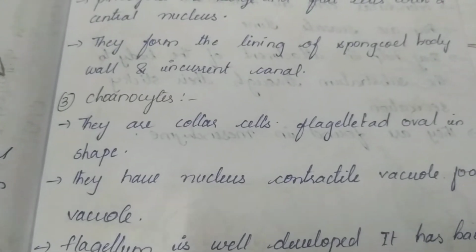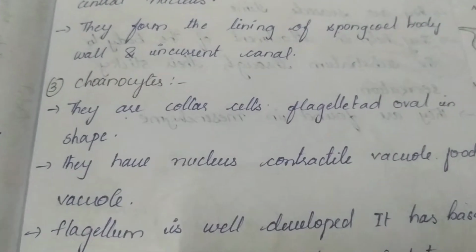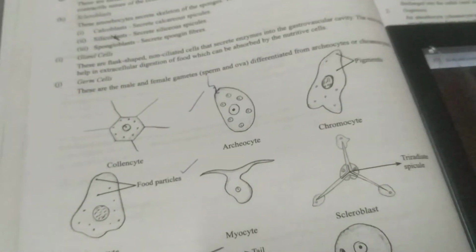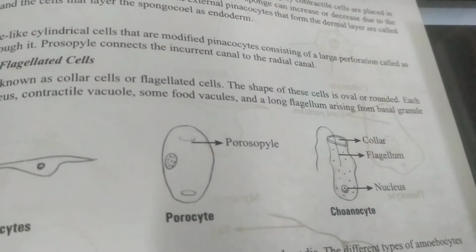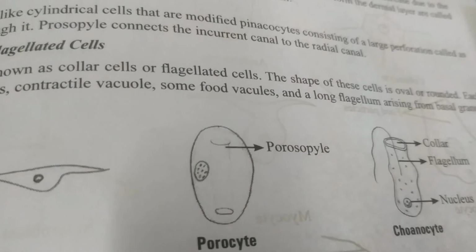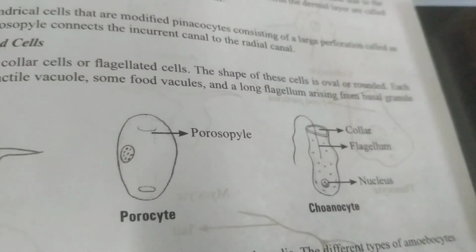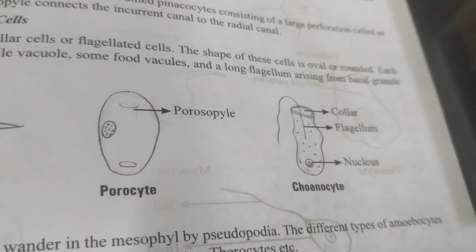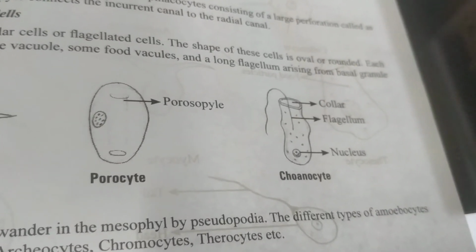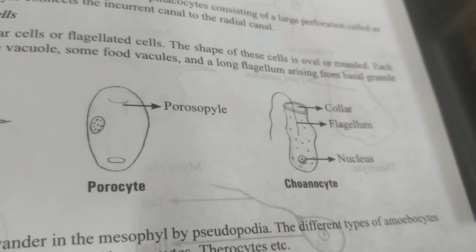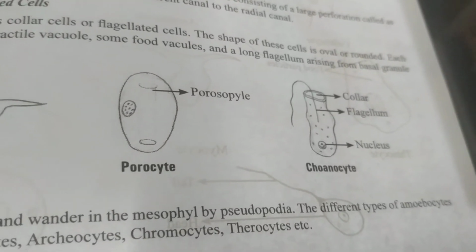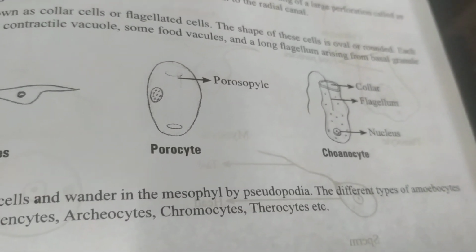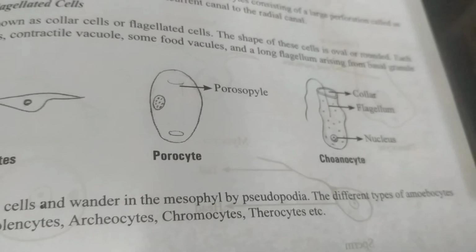Choanocytes are collar cells, flagellated and oval in shape. Let's go towards choanocytes. Where are choanocytes? They are here. First of all, they are collar cells. Can you see the collar? Of course we can. Flagellated? Yes, flagellated is also there. Oval in shape? Yes, oval in shape. They have a nucleus? Yes. Contractile vacuole is also there? Yes. Food vacuole is also there.